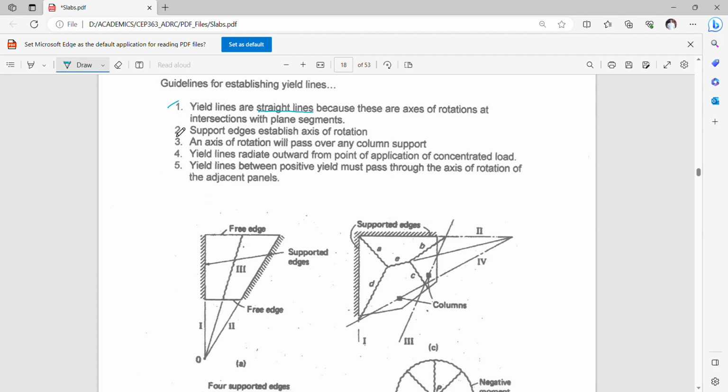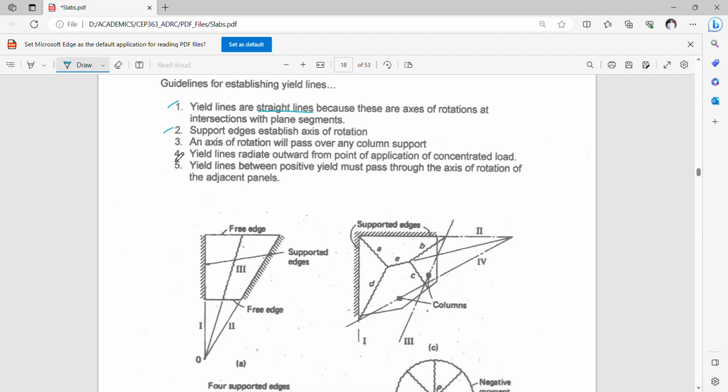So number two, support edges establish axes of rotation. So here, this support edge constitutes number two. So if I continue, this must be an axis of rotation. Okay.